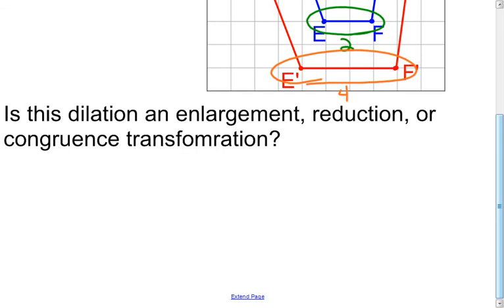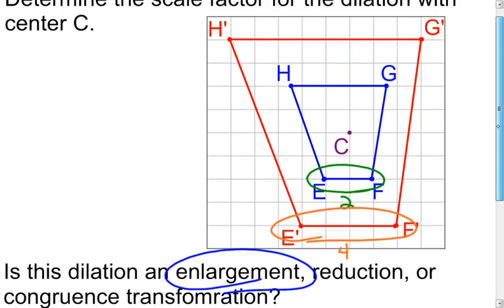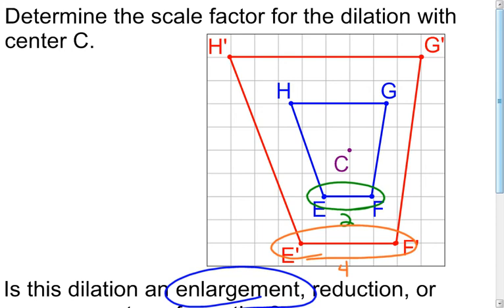Is this dilation an enlargement, a reduction, or a congruence transformation? Well, hopefully you can look at this and see that going from blue to red, it got bigger. So I'm looking at an enlargement, which then tells me, do I do 2 over 4 or 4 over 2? Well, I'm going to have to put the bigger number in the numerator. So I'm going to go with 4 over 2, which gives me a scale factor of 2.